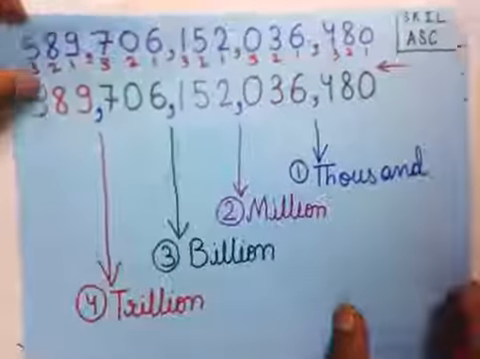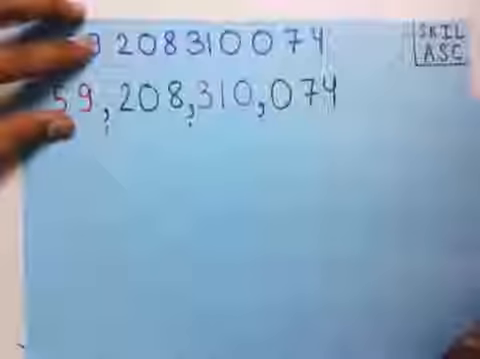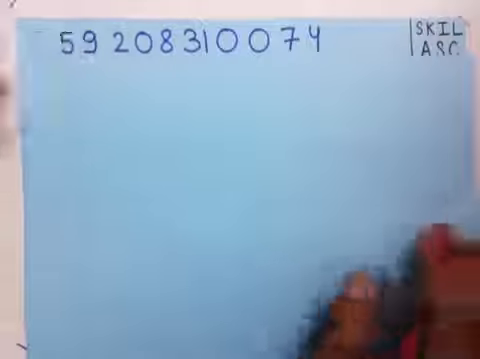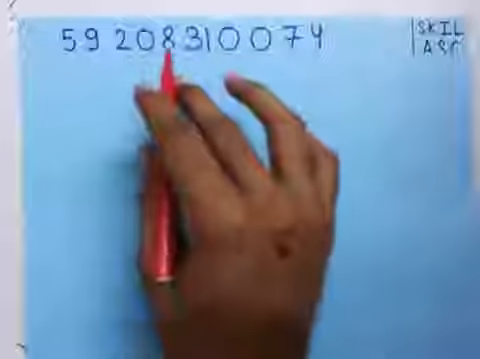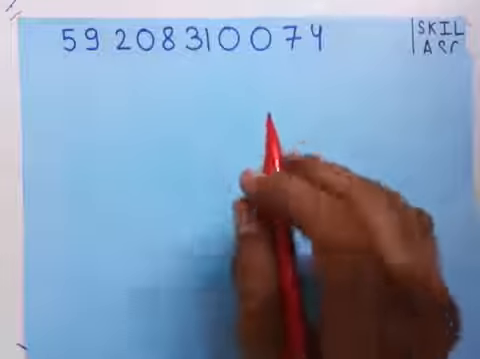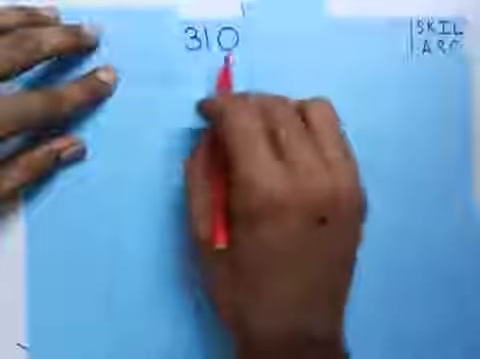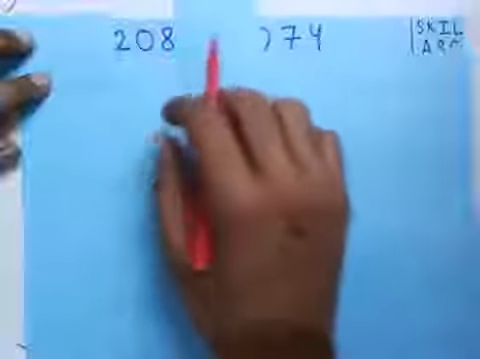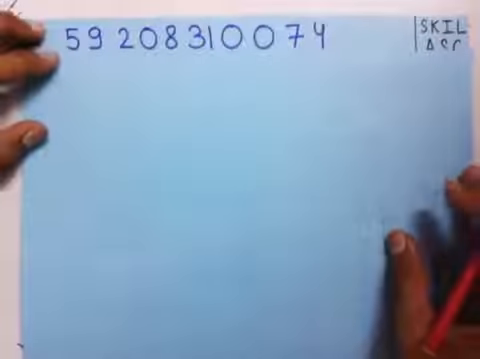Now we take another example. Suppose we have this number. Now if I ask you to read this number, again this is a very large number. We cannot read this very large number. But you see, we can read these parts. We read it as 74. We read it as 310. And we read it as 208. And this is 59.